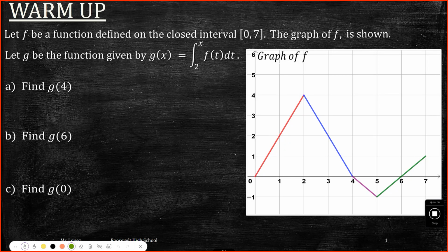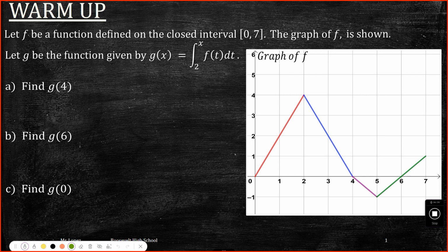Alright, so let f be a function defined on the closed interval from 0 to 7. The graph of f is shown. Let g be a function that depends on that f function, on the area under the curve. G of 4.